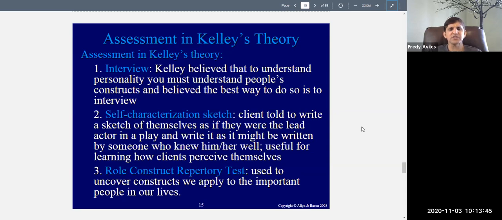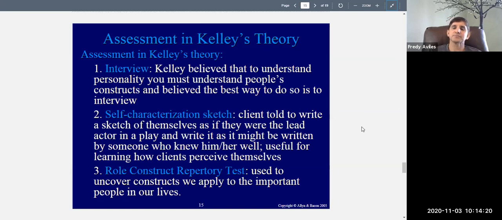He also used something called the self-characterization sketch. This is interesting, where a client is told to write a sketch of themselves as if they were the lead actor in a play. So basically write a kind of script about themselves, about what they should say, how they should behave, what they should think in these situations. It's as if they're in a movie, in a play, and they have to write the script for themselves, right? As it might be written by someone who knew them well. It's useful for learning how clients perceive themselves.